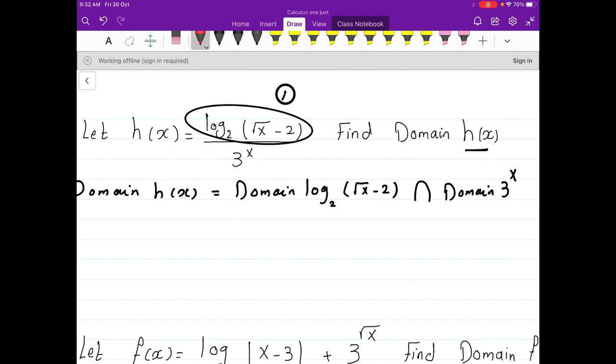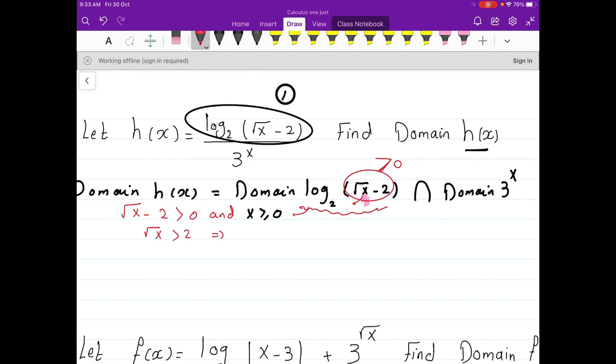Now, how to find the domain for this function? This function must be positive, and x greater than or equal to 0. So to find the domain for this function, the square root of x minus 2 must be greater than 0, and we have another condition, the domain of the square root of x. Now, to solve this inequality, the square root of x is greater than 2.